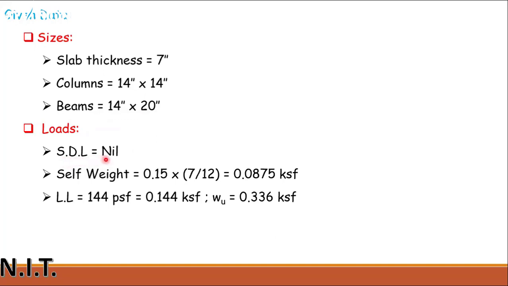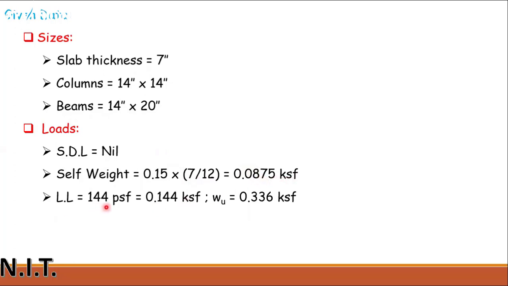Superimposed dead load is nil. There is no superimposed dead load. Self weight of the slab can be calculated as the unit weight multiplied by the thickness of the slab. So unit weight is 0.15, thickness is 7 divided by 12, which gives you the answer 0.0875. This is the self weight.